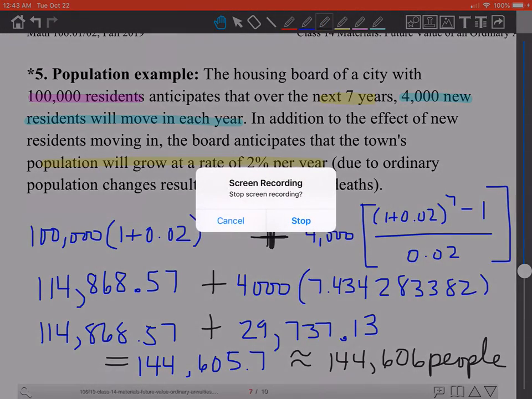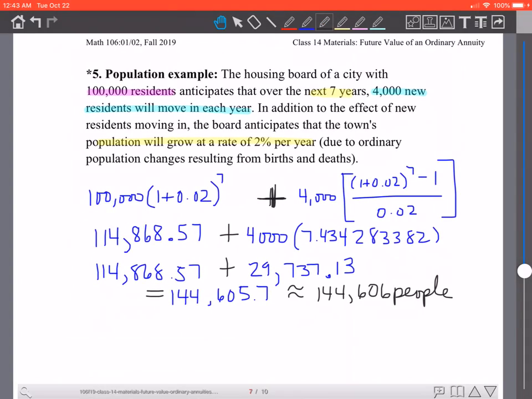Okay, so in population examples where you have these sort of two things happening at the same time, calculate it as two separate things and then add them together. The existing population, not an annuity because it's not 100,000 every year growing at 2% for 7 years. They were already there. Added to the annuity, which is the 4,000 new residents moving in each year, growing at 2% for 7 years. Two separate kinds of things happening, but altogether your total population would be the combination of these two. Okay.